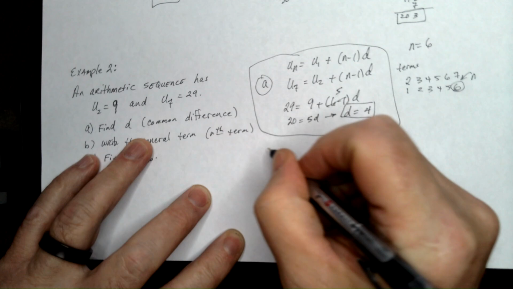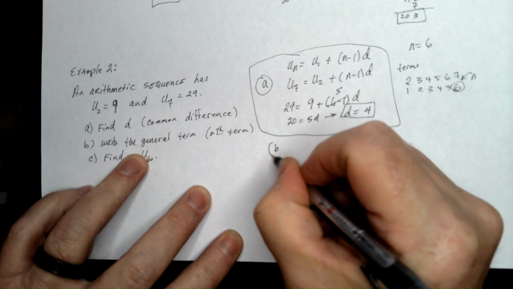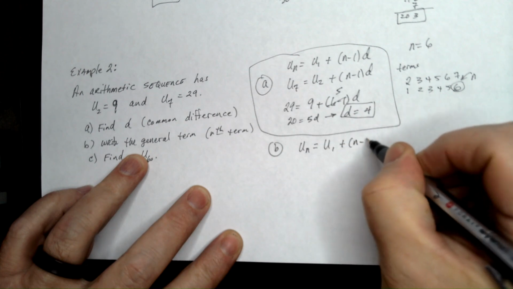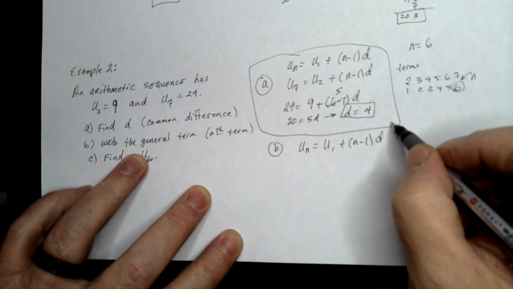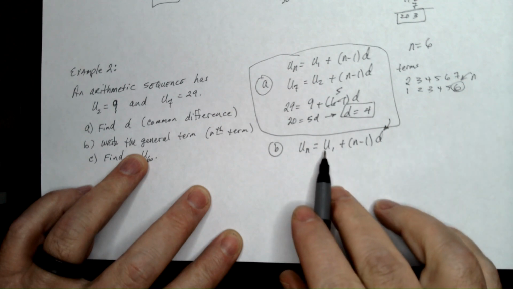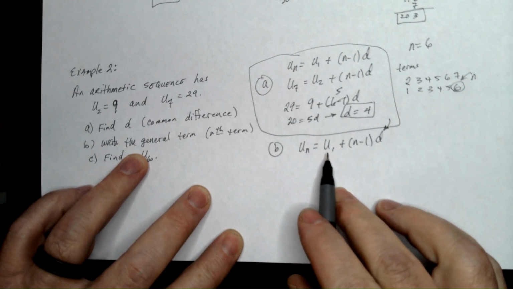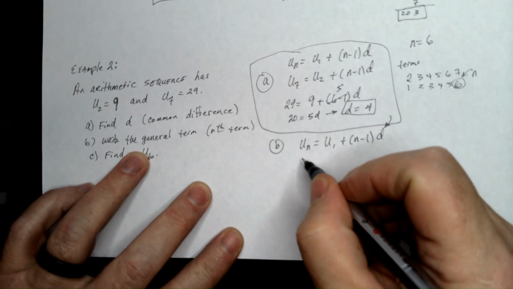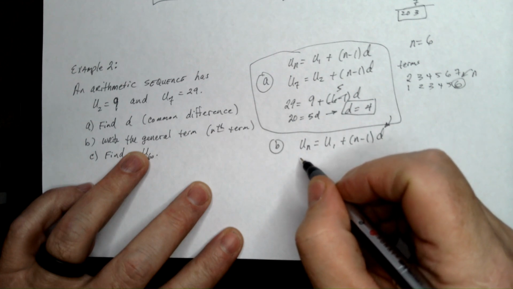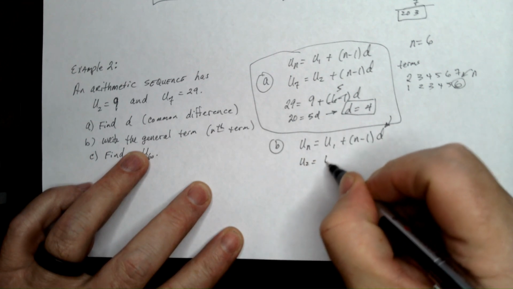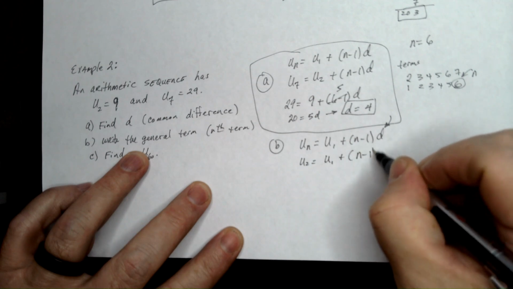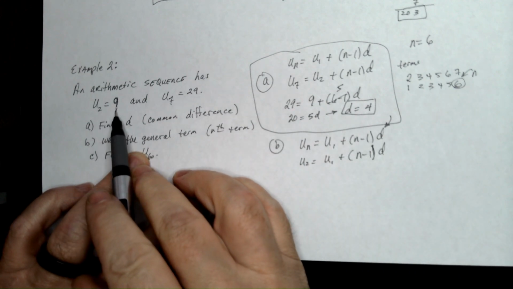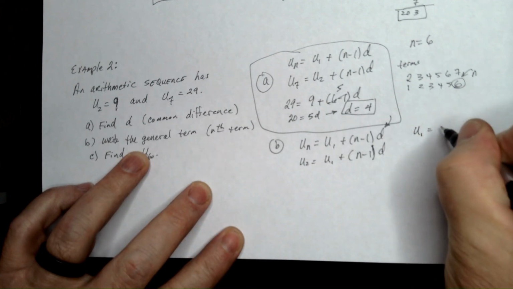So now that we know that, we can go ahead and write the general term. So it's going to be u sub n equals u sub 1 plus n minus 1 times d, and d is 4, right? So now we have to find u sub 1. So the way we're going to do this is we're going to say, well, we know what u sub 2 is, right? So u sub 2 equals u sub 1 plus n minus 1 times d. Now we could plug this in right here, or we could just say, look, we're going by 4 every time, so we can obviously see that u sub 1 is equal to 5.